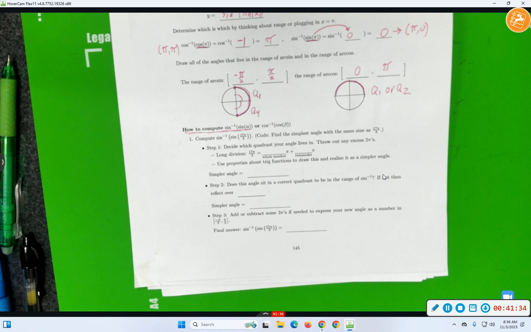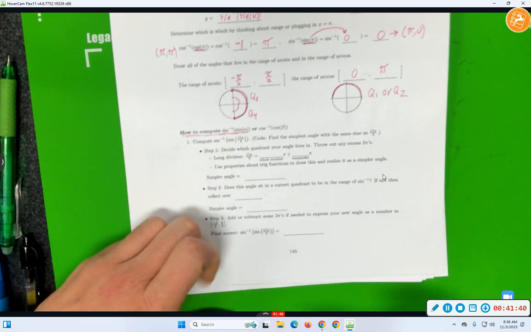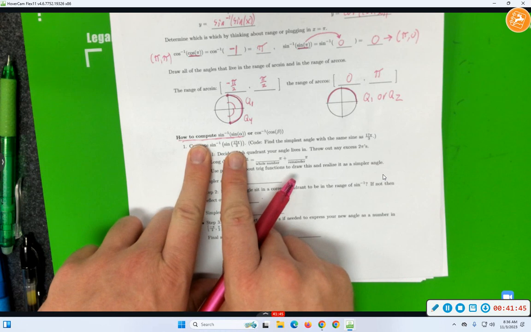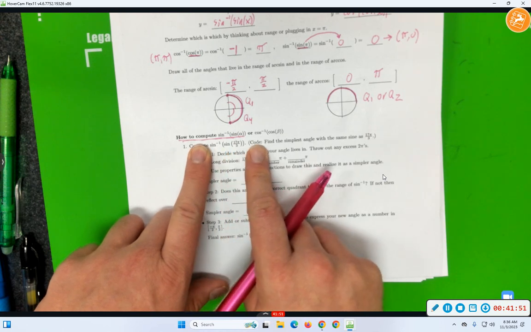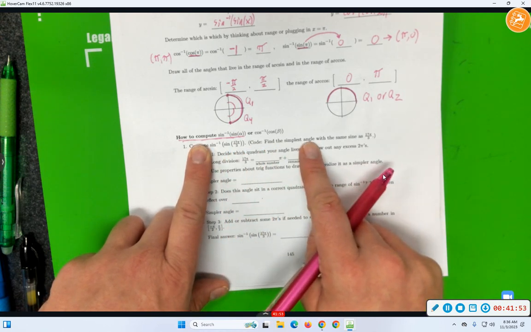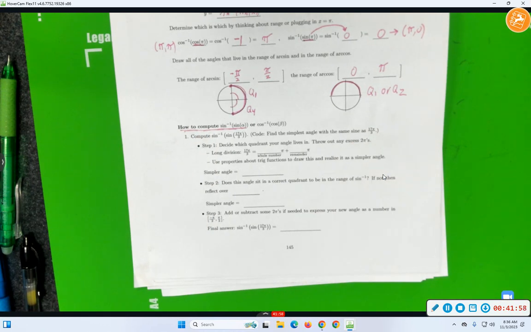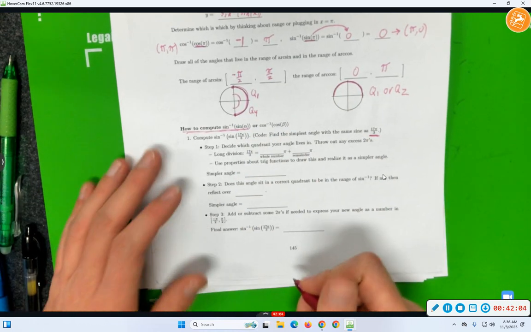So, let's compute the inverse sine of the sine of 17 pi over 3. The code for a question like this is that inverse sine of a number is supposed to be the simplest angle whose sine is equal to the sine of that thing. So what do I want? I want to find the simplest angle with the same sine as 17 pi over 3. Let's start by figuring out what 17 pi over 3 is.